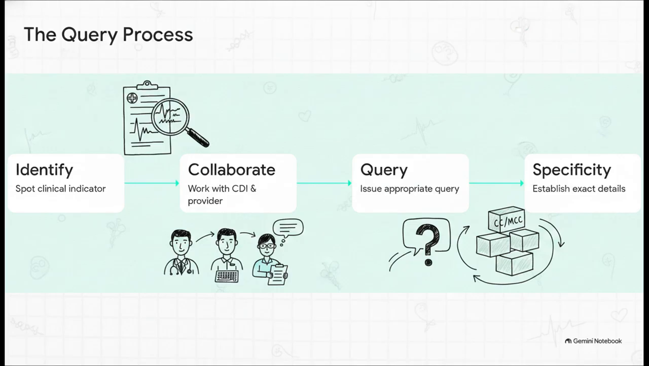So how do we get that specificity? We follow a really logical step-by-step process. First, you identify the clinical indicator in the chart. Second, you collaborate. The coder and the clinical documentation integrity professional have got to work closely with each other and the provider. Third, you issue an appropriate query to clarify that vague documentation. And fourth, through that query, you establish the necessary specificity linking the diagnoses to conditions that support a CC or MCC assignment. This step-by-step query process is what clarifies vague text, giving us more precise text on the screen, which directly creates the foundation for true coding accuracy.